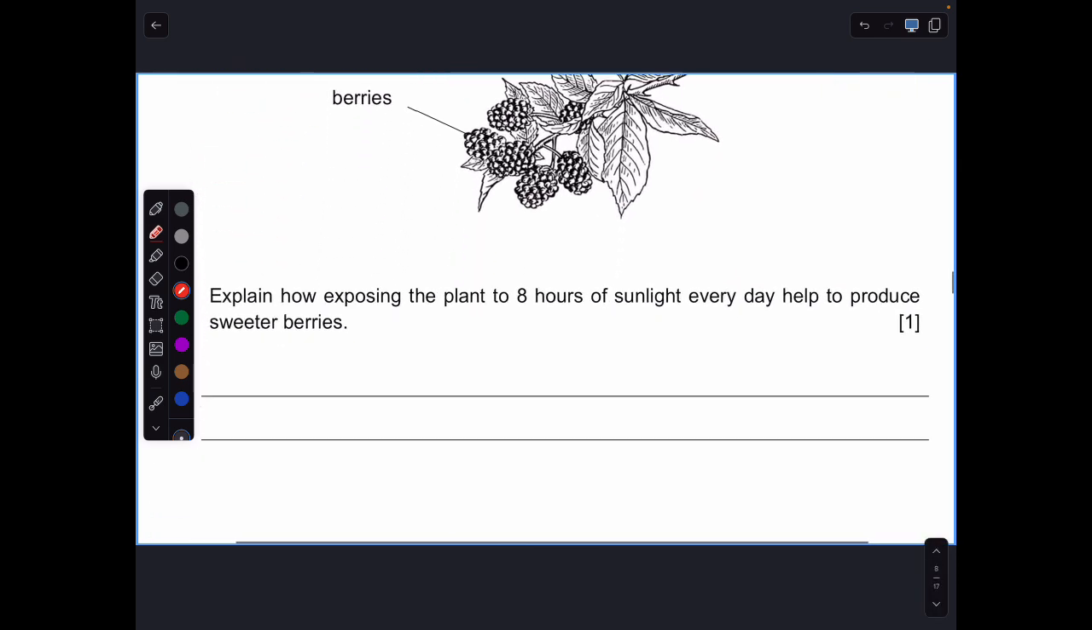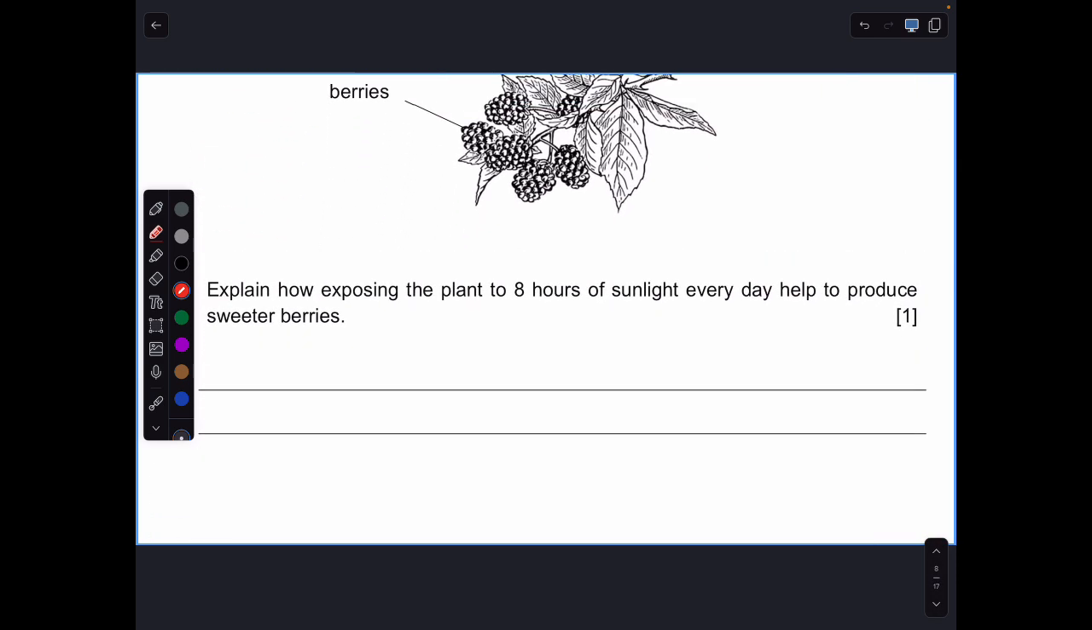Next. Explain how exposing the plant to 8 hours of sunlight. Excuse me, this question is on photosynthesis. And remember I tell you, in photosynthesis, they usually test you on factors affecting rate of photosynthesis. So which factor is it here? Light, right? And what is increasing is increase of light. So some of you straight away went, oh, the plant can make more food. But why? Where's your cause and effect?